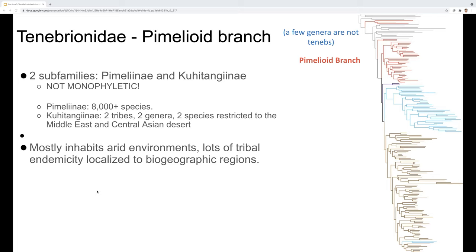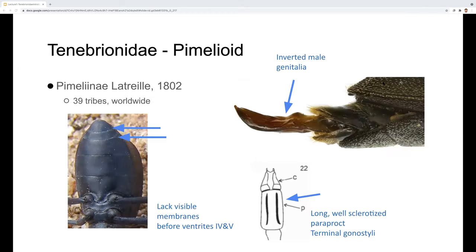And important to note, which you'll hear me say a lot, it's not monophyletic. How about that? In fact, definitely a few of these groups are not tenebs, turns out. And we see that there are a few splits in the basal branching of our tree. This group largely inhabits arid environments, and there's a lot of tribal endemicity that's localized to particular biogeographic regions. So the Pimelioid branch, how can we tell them apart?